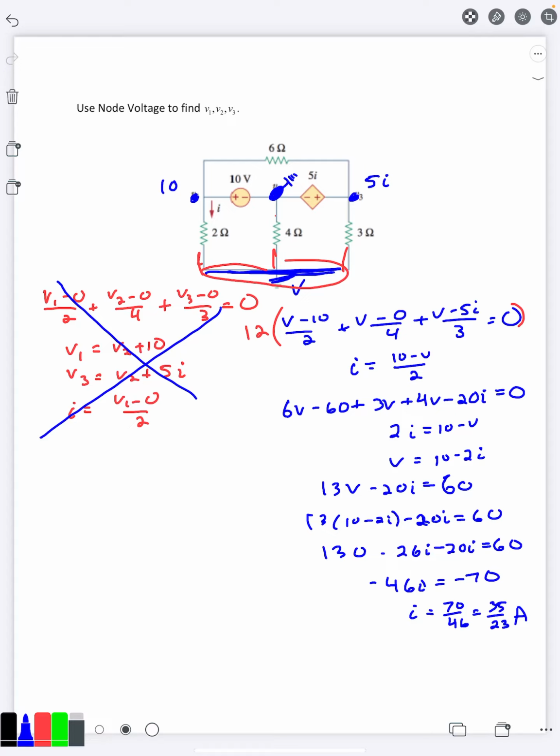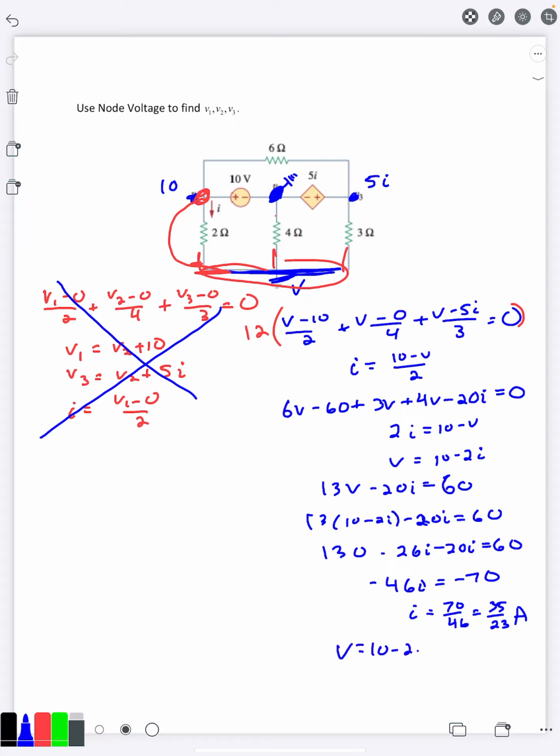But if you look at the original problem, we want to know what V1, V2, and V3 are, not actually I. And you might say, well, I already know my V1 is 10 and my V3 is 5i, but that's actually not quite true. Because this thing is 10 here with reference to this being ground. And that is not actually what ground is in the real circuit. What we really want to know for V1, it's the voltage of this node with respect to the original ground. So really, V1 would be the difference between the 10 volts on top and the V on the bottom there. So we need to find our V here.